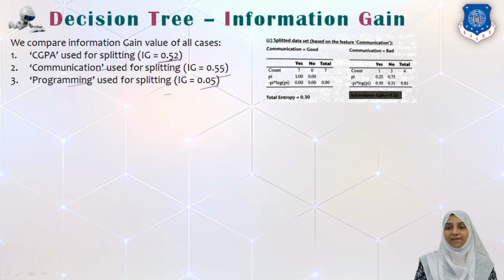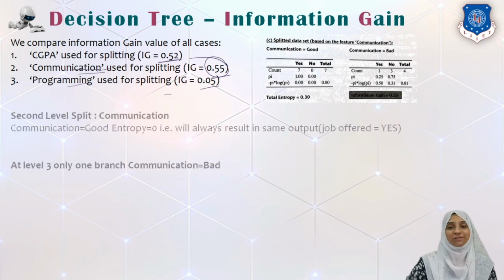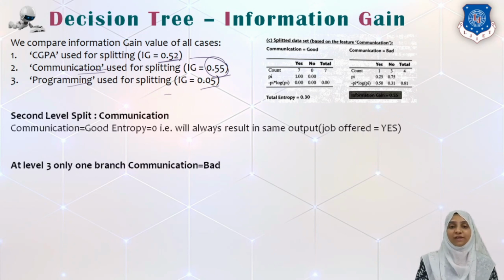So here the highest information gain is for communication, so that will be used for second level splitting. So second level split is based upon communication. So this is the communication distribution. Within this communication, you can see entropy is zero when communication is good. And this good communication will always result in job offered yes.